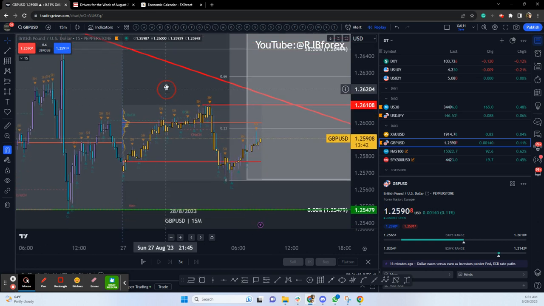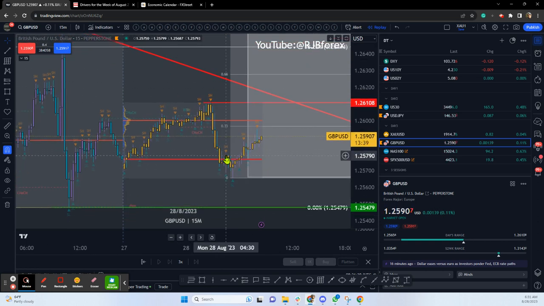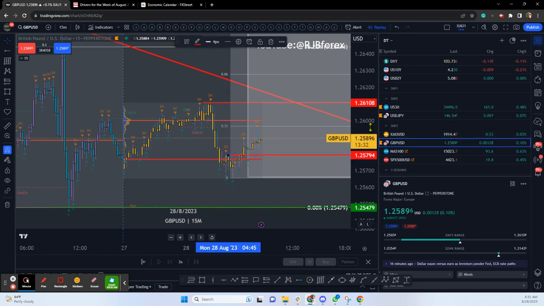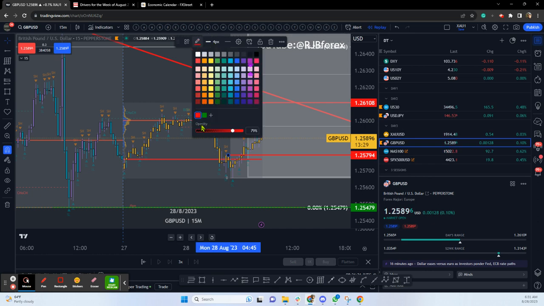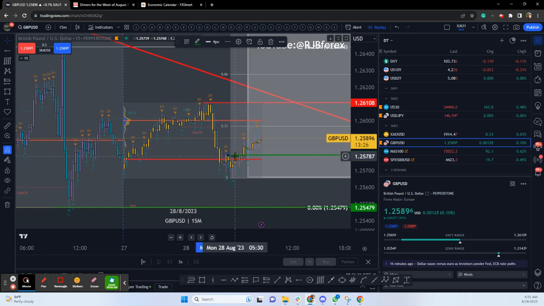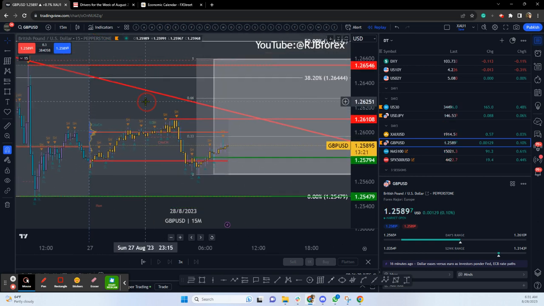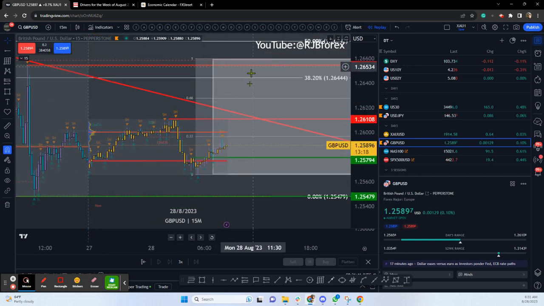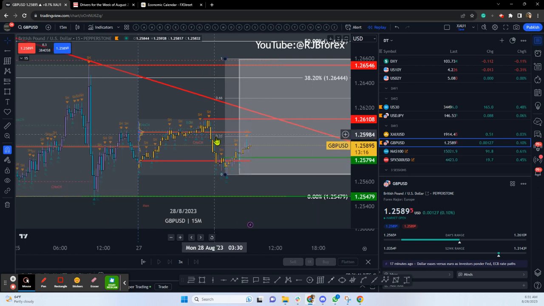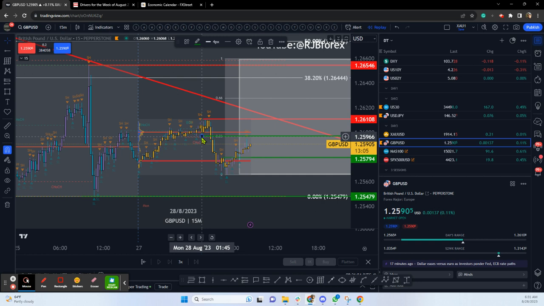Right, so you could argue that we've already broken structure over here. Okay, so now that resistance would be expected to act as support. We're in level 1, and we're looking to go up to level 3 on the session.